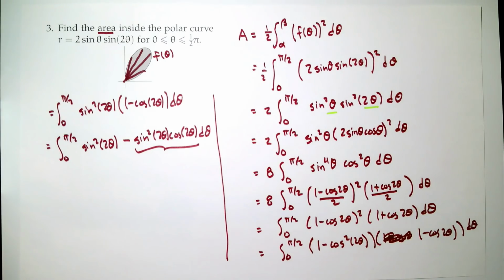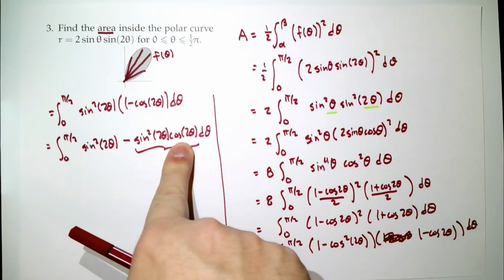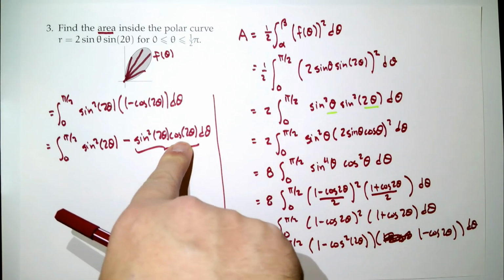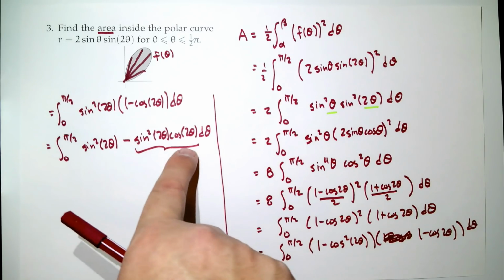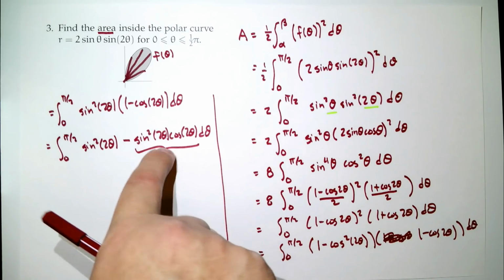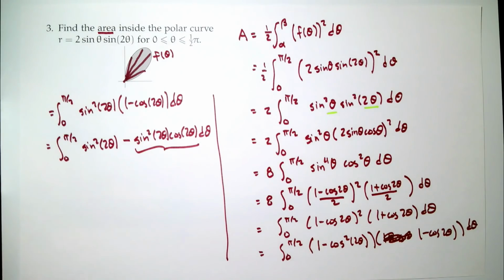The answer is yes. We like that one because cosine is by itself. So essentially what you can do now is make a substitution: u equals sine, du becomes cosine. So this one is good to go. How about the sine squared 2 theta? Do we like that? No, we do not.